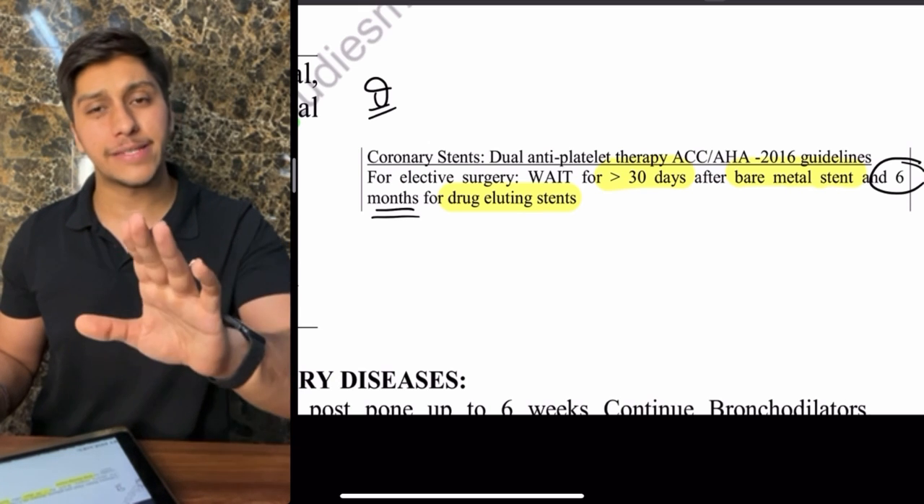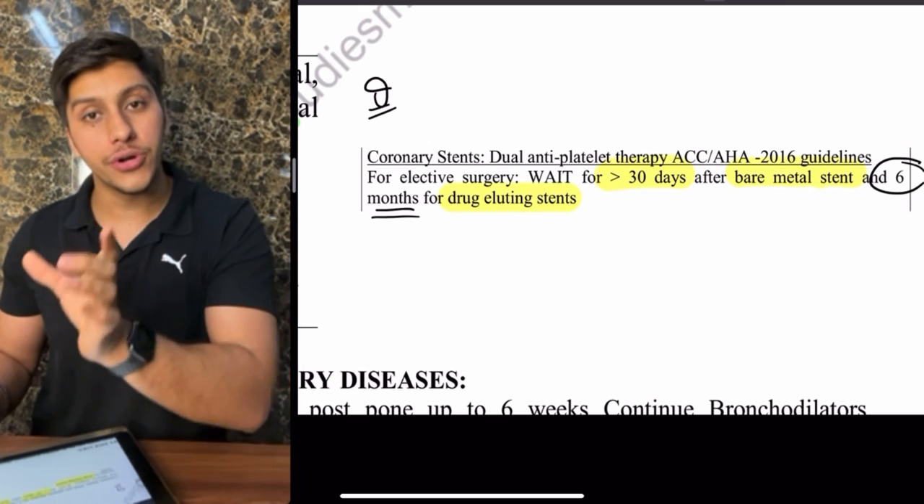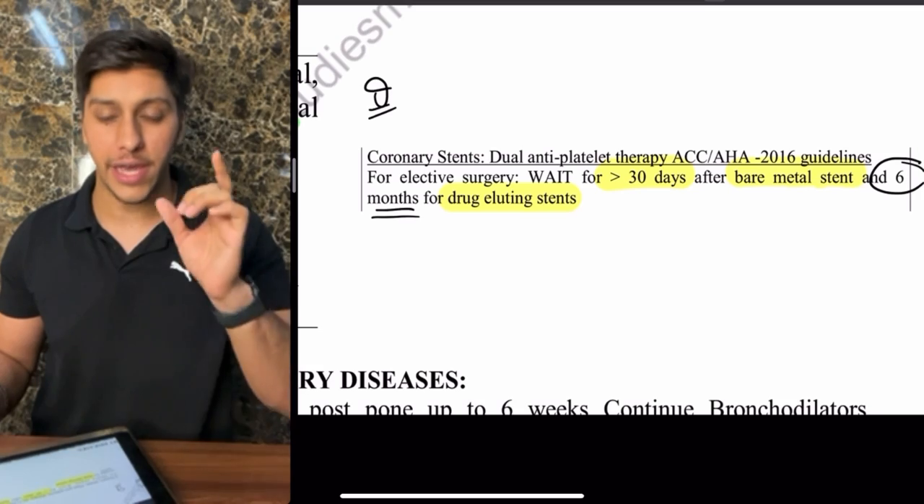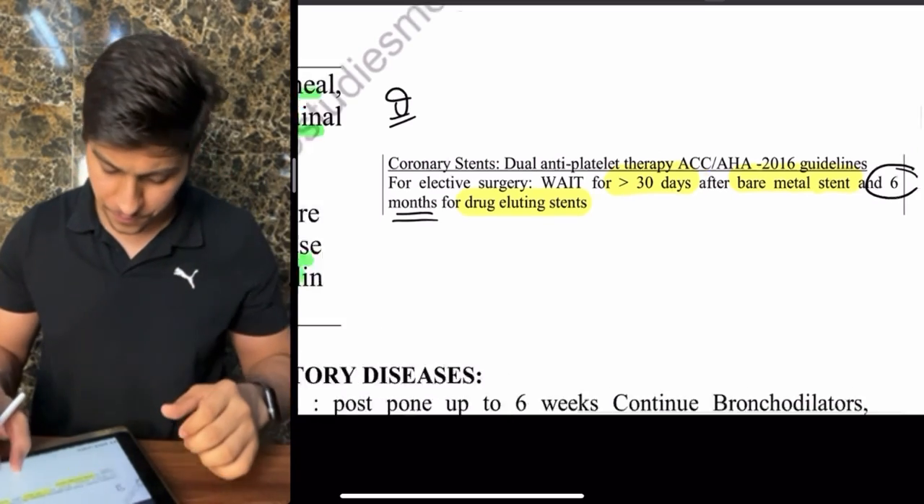Bare metal stent, ask them to wait for 1 month. Drug eluting stent, ask them to wait for 6 months, in case of elective surgery.